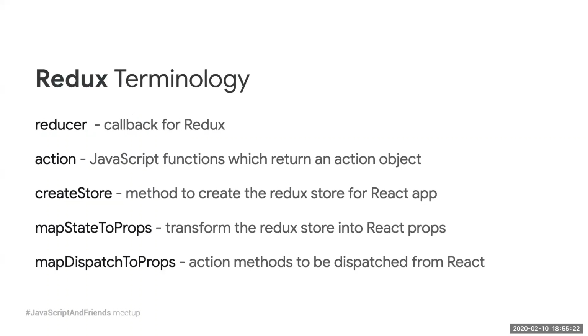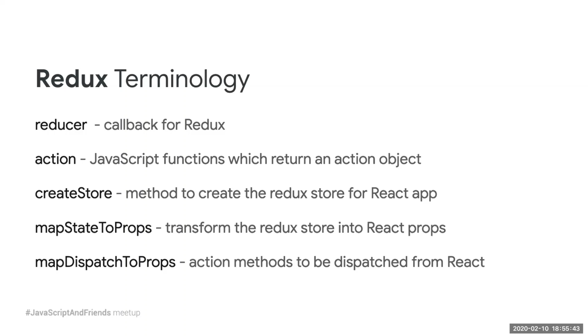Actually, as the terminology goes in Redux, it has a reducer, which is a callback method for Redux. So in the PubSub model, you have a publisher and then you have a subscriber, and that subscriber needs a callback, and these reducers are those subscribers' callbacks.